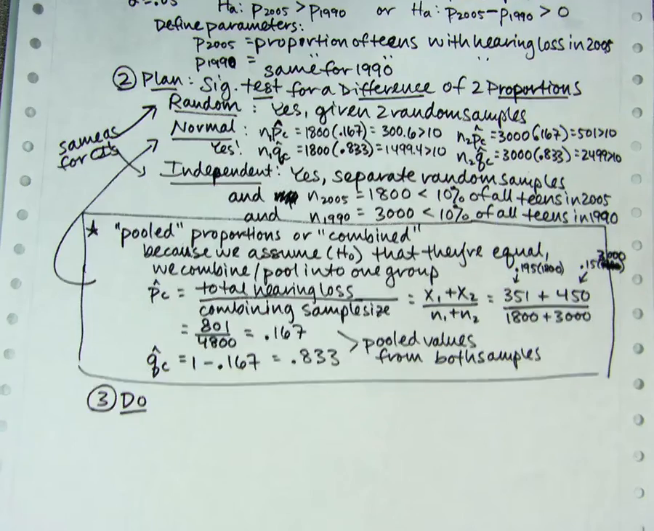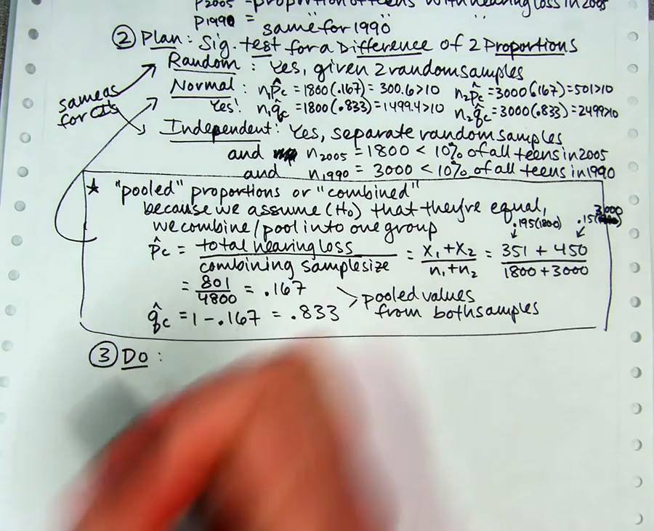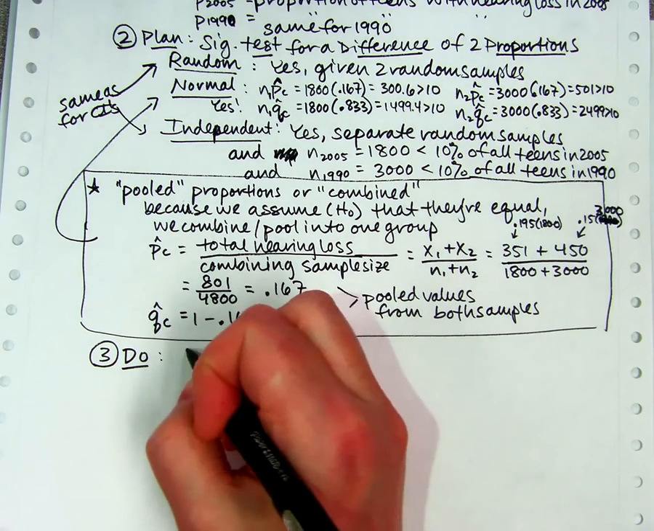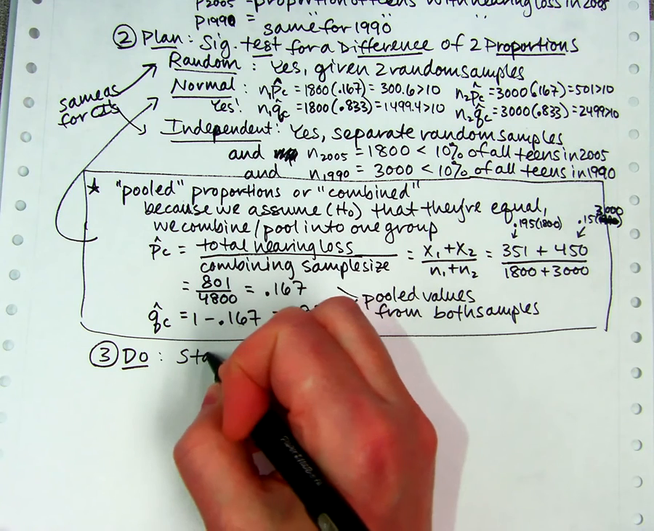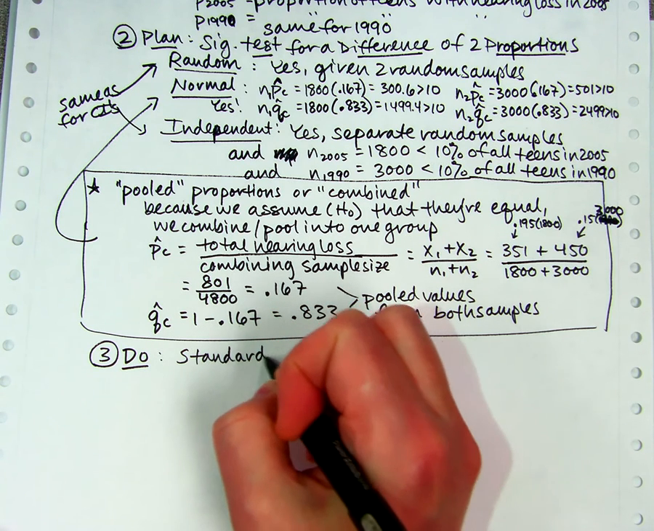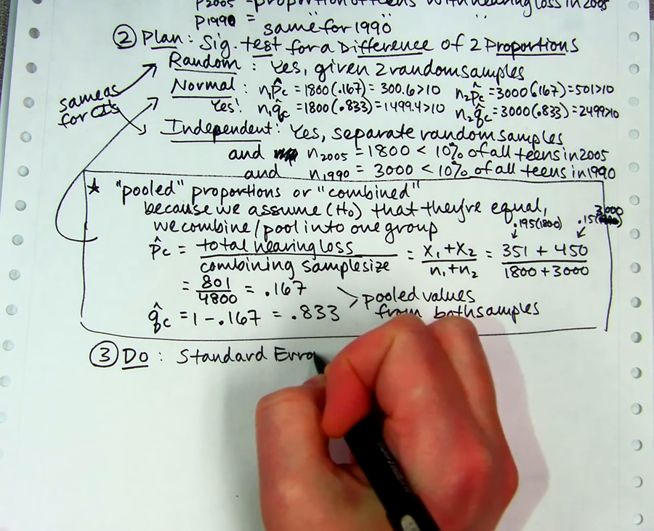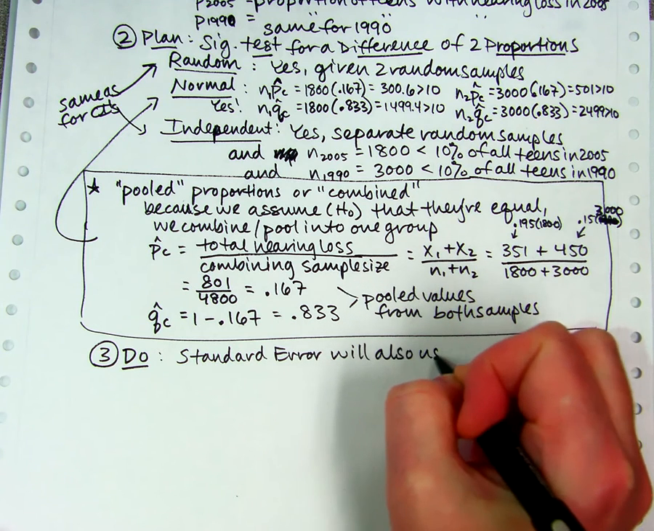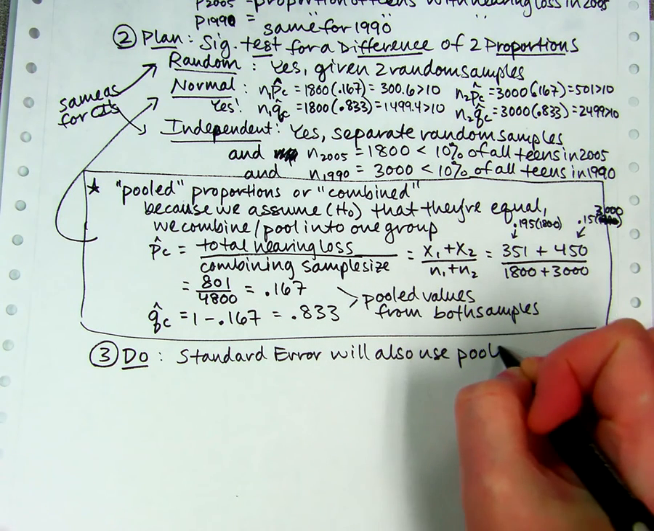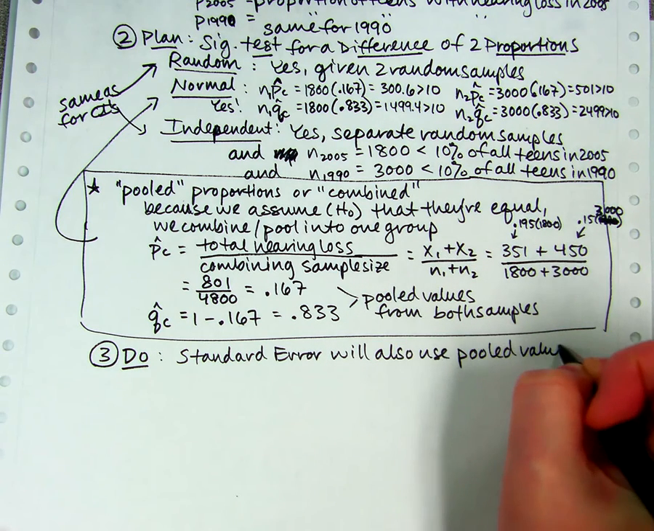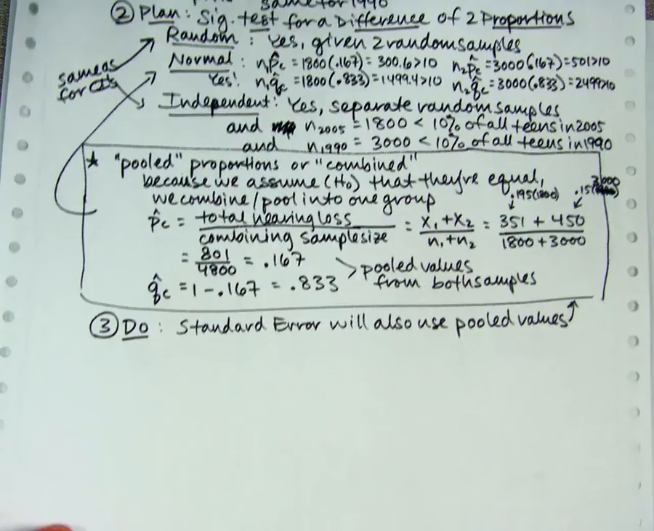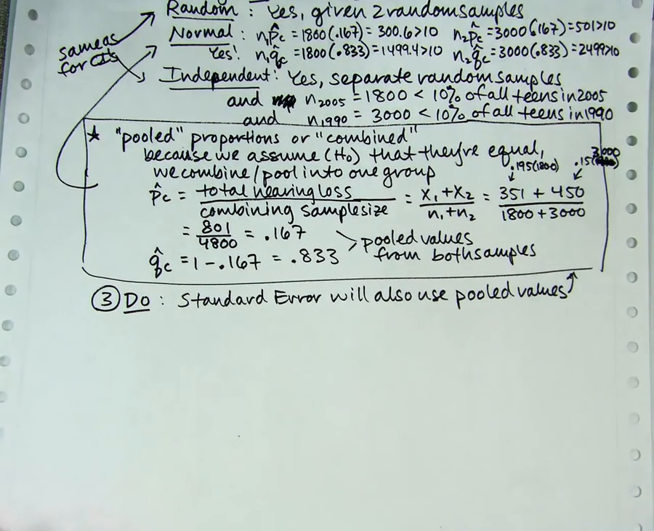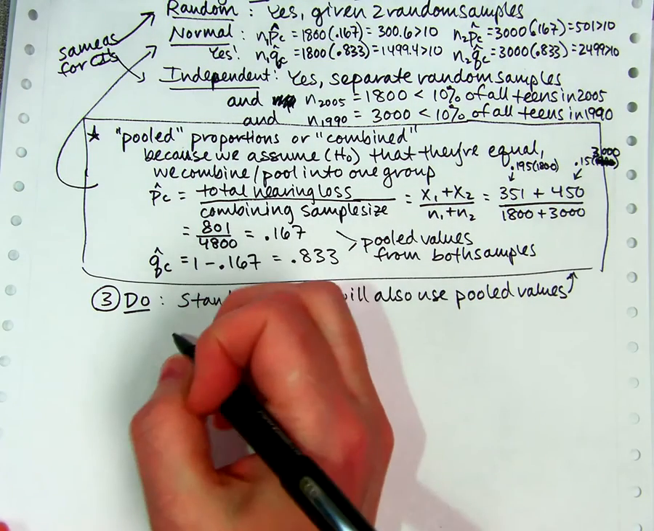Let's move on. The standard error is also going to change a little bit, because the standard error will also use the pooled. And I'll show you that as we get there. So that thing that we just did is useful for the normal condition, and it's also useful for the standard error, and they've always been doing that. It's funny how they just changed that one thing.